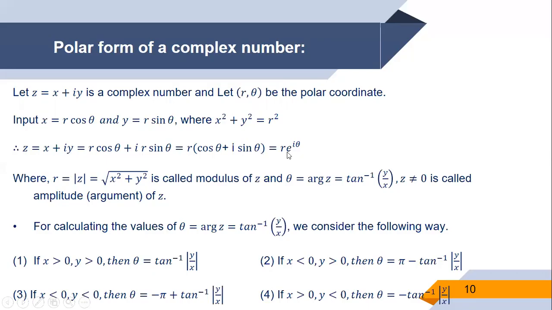where r is nothing but mod of z, the square root of x squared plus y squared, called the modulus of z, and theta is the argument of z, where we write tan inverse y by x, called the amplitude of z. So r is the modulus of a complex number, and theta is the amplitude of the complex number.